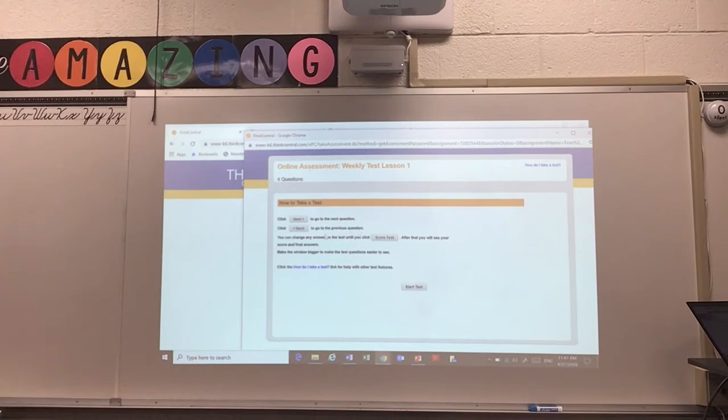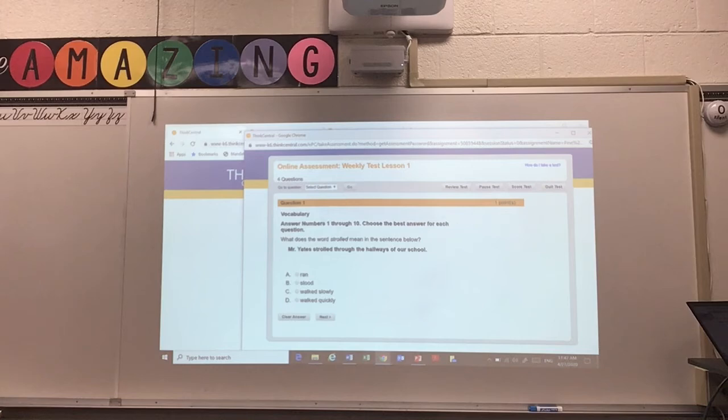And then you can change your answer whenever you need to until you click that score test. So once you click score test, you can't go back and change your answers. When you're taking your weekly tests, you are allowed to use your book and look up the answers. If you're not sure about something, please use your book and look up the answers. All right, so I am going to click Start the Test.